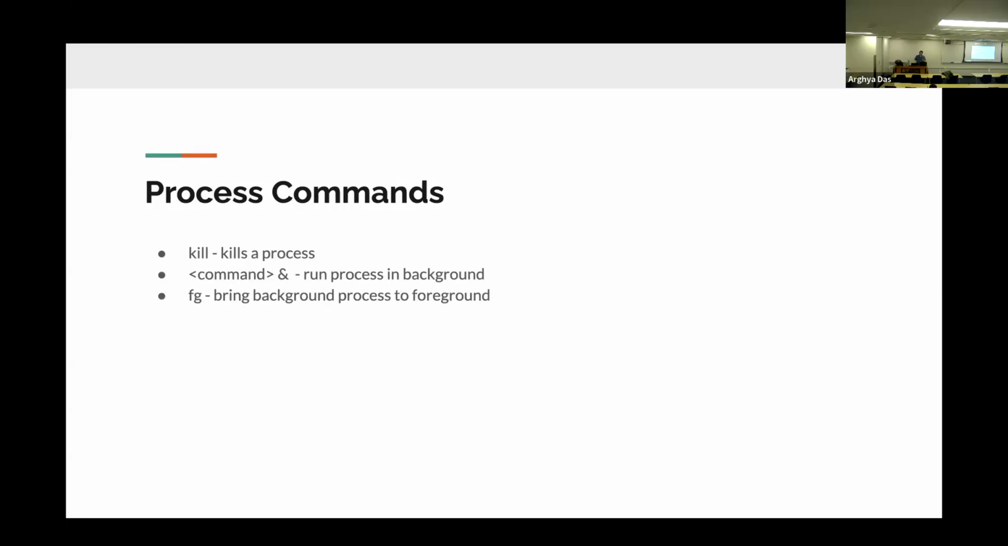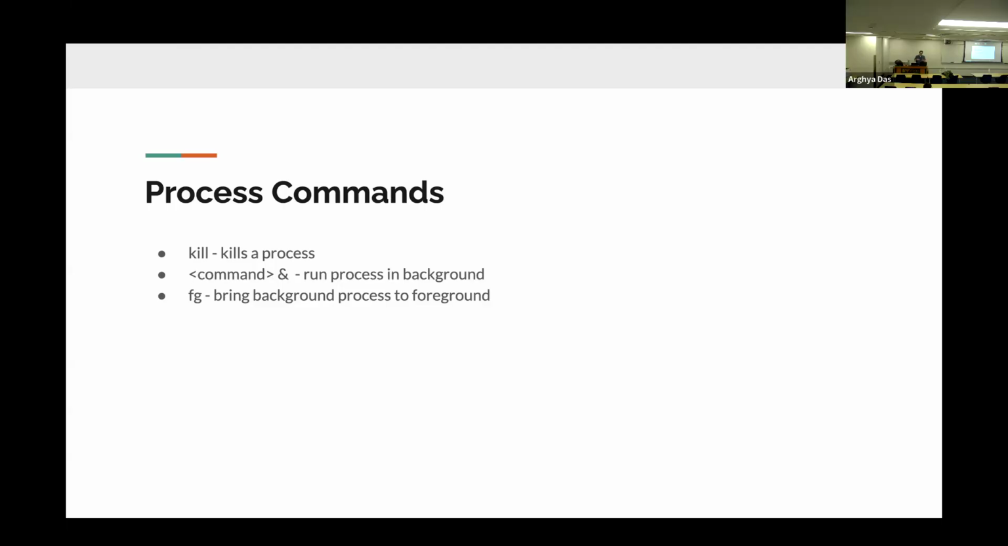And then some commands for actually manipulating processes. So say you have a background process that's running, it's using up almost all your CPU, it's slowing everything down. You can kill it with the kill command, kill, type in the process ID number, and it should stop it. If you run a command followed by an ampersand, it will run a process in the background.